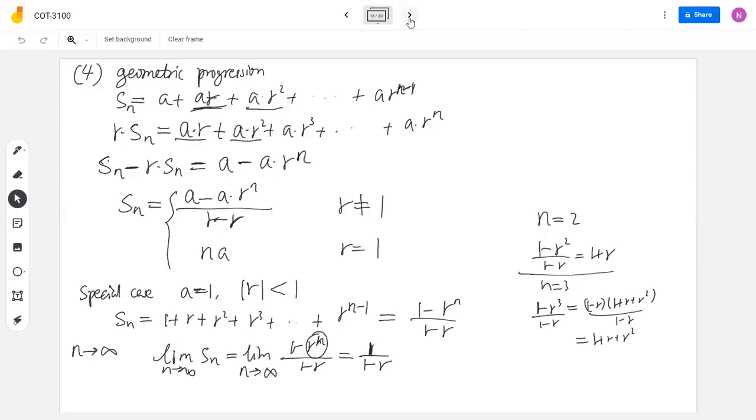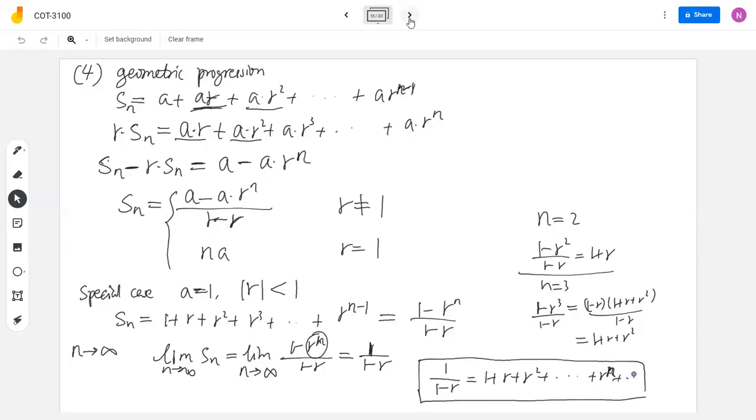So I hope this formula you definitely memorize: 1 over 1 minus r equals 1 plus r plus r squared and so on, in this infinite sum. But the condition is that the absolute value of r is less than 1. This is a very, very important formula.